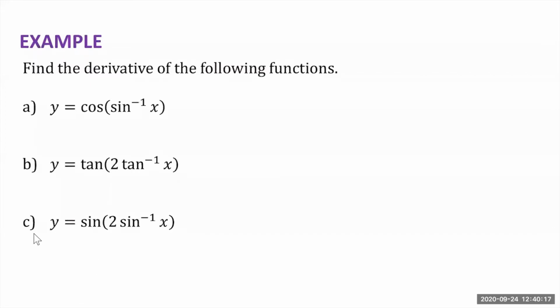Part C, we have y equals sine of 2 sine inverse x. Very similar to part B. You have the sine function as the outside function and 2 sine inverse x as the inside function. So in order to find the derivative of this function, I need two formulas. The first one is the derivative with respect to x of sine x. You know that the derivative of sine x is cosine x. That is what we know from the previous class.